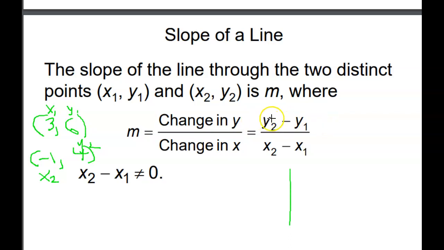If you get a 0 on the top and some number on the bottom, 0 divided by a number is 0. In that case, if y2 and y1 are the same, you get a horizontal line. We'll talk more about that later too.